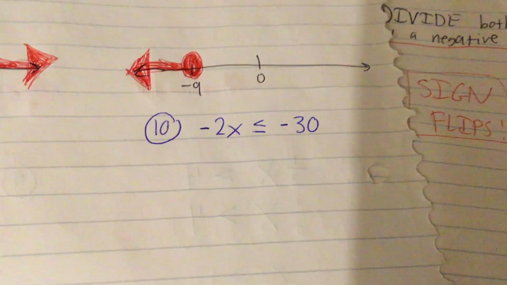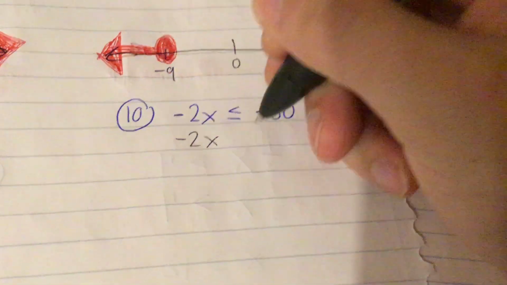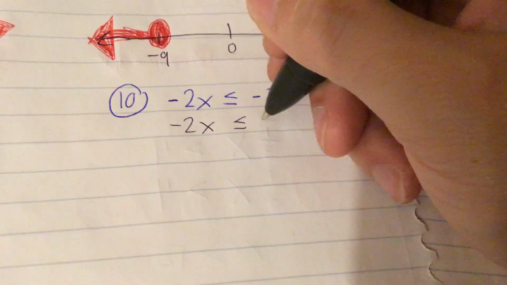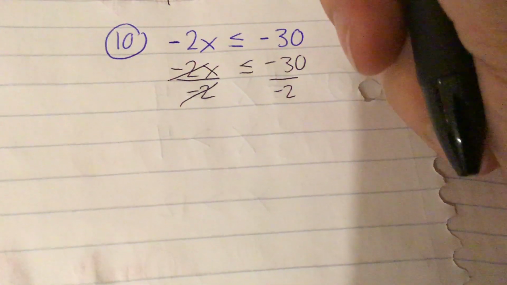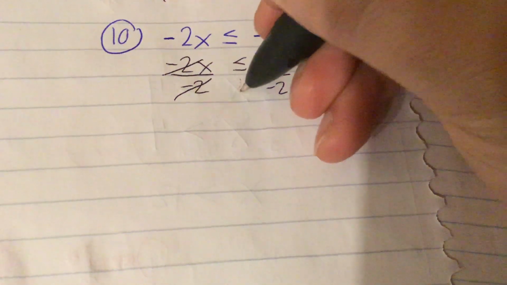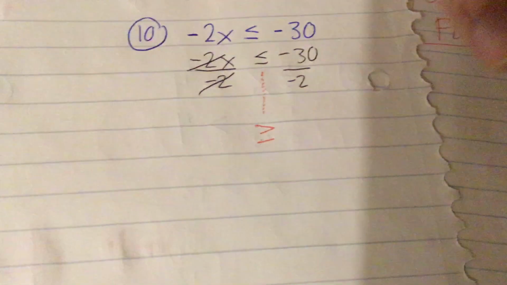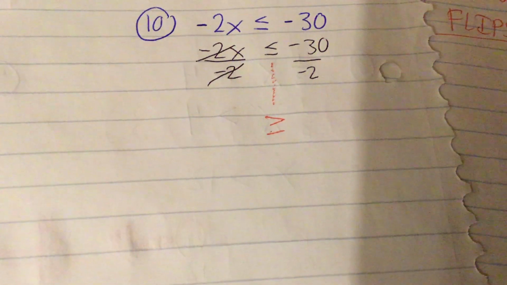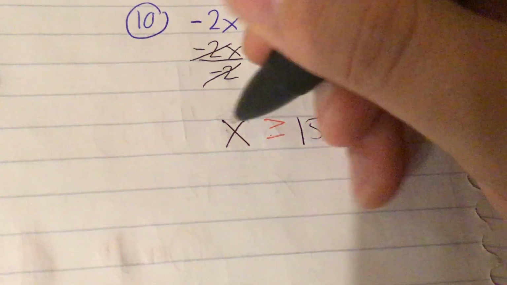Negative 2x is less than or equal to negative 30. So what I can do is I can rewrite this problem. Negative 2x is less than or equal to negative 30. So I'm going to divide both sides of the inequality by negative 2. Once again, I divided by a negative, so the sign itself is no longer true. I need to switch it to become greater than or equal to. So x is greater than or equal to positive 15.